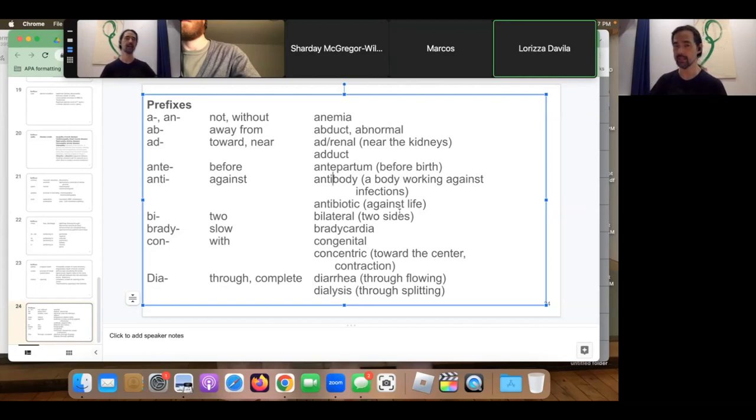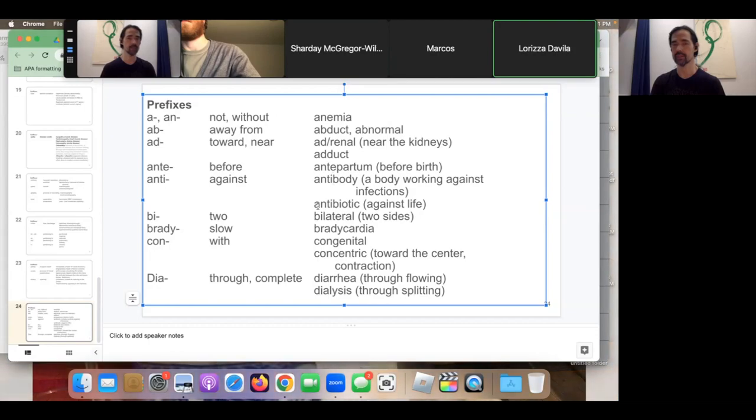Antibiotic is a body that works against... So bio means life. Anti means against, against life. And ic means more or less of or pertaining to. Antibiotic.